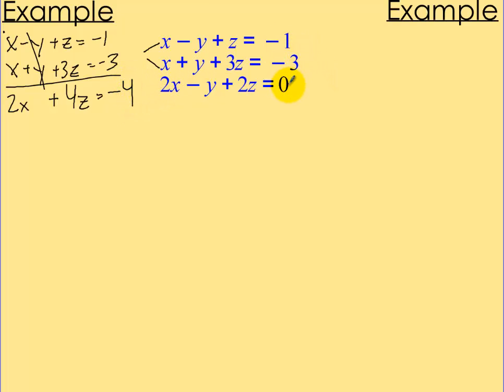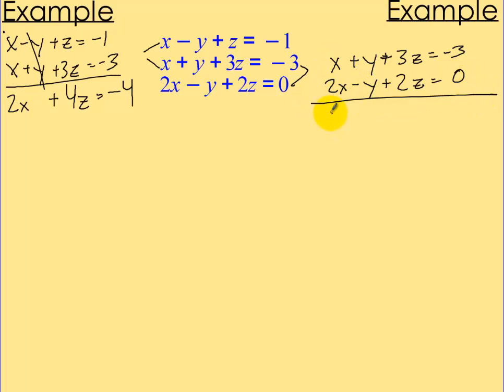So that's one equation. Now I've got to draw the second equation. I can't use the top two again, so I'm going to use the bottom two, because one's positive and one's negative. So it's going to be x plus y plus 3z equals negative 3, and 2x minus y plus 2z equals 0. If you add those up, x plus 2x is 3x, the y's cancel, and 3 plus 2 is 5z, equals negative 3 minus 0, which is negative 3. So I got two equations.